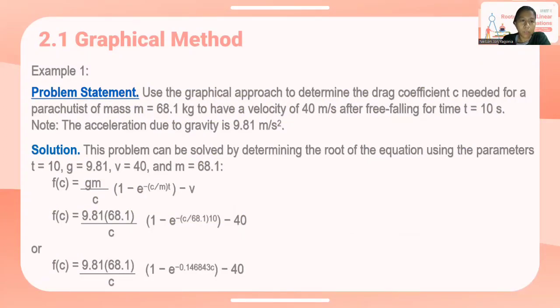For the first example, the problem statement is: use the graphical approach to determine the drag coefficient C needed for a parachute test of mass m equals 68.1 kilograms to have a velocity of 40 meters per second after free falling for time t equals 10 seconds. Note that the acceleration due to gravity is 9.81 meters per second squared.